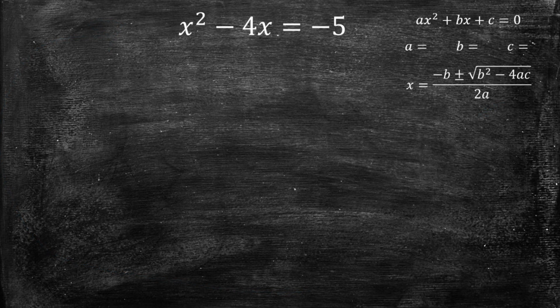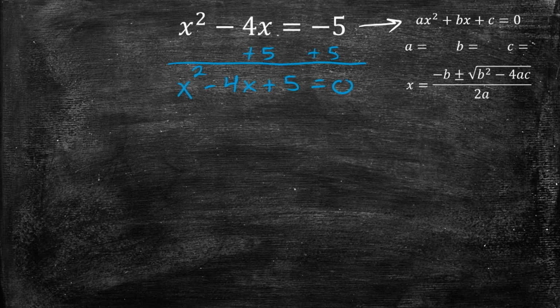So we have x squared minus 4x is equal to negative 5. So step 1 is we want to get this equation into this form here, where we have all the terms on the left side and a 0 on the right side. So our equation is not in the proper form, and what we want to do is add 5 to both sides to get it into that correct form, so that we have x squared minus 4x plus 5 is equal to 0.